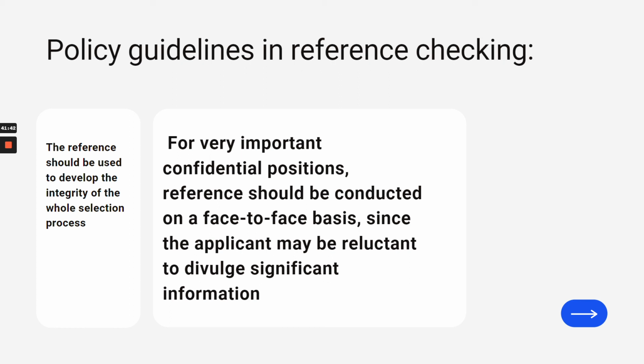Second, for very important confidential positions, reference should be conducted on a face-to-face basis since the applicant may be reluctant to divulge significant information. For confidential positions, like a teller in a bank, confidentiality is required. So you need to do the reference check face-to-face, or you can call and communicate so that you will be able to get information. Employees are sometimes hesitant, it is a trait of many Filipinos, to give information. So it is important that you get it.